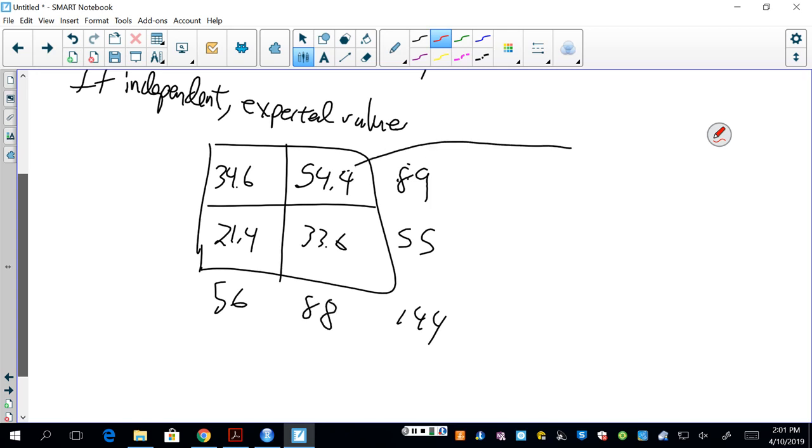Where did something like this come from? Well, we have the 88 in that column. But if the rate of being in the top portion is the same as overall, it was 89 out of 144. So you just multiply really the two outside margins divided by the sample size, and it gives you that expected number. How do those compare?